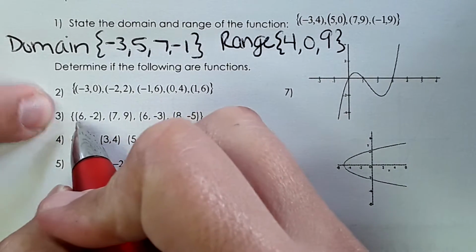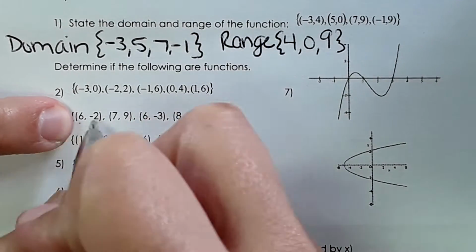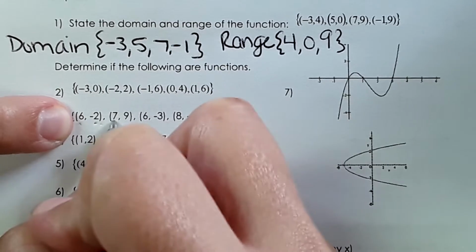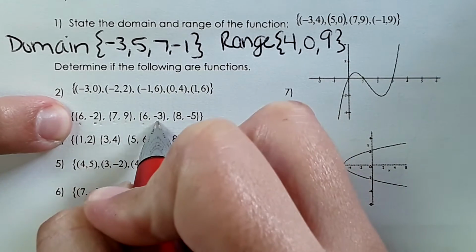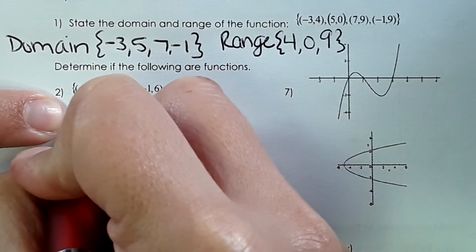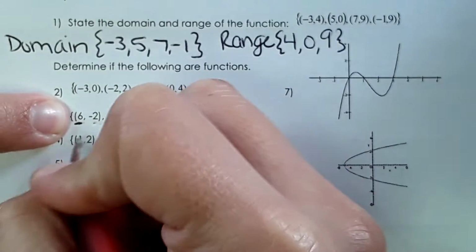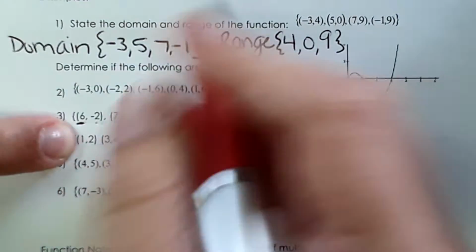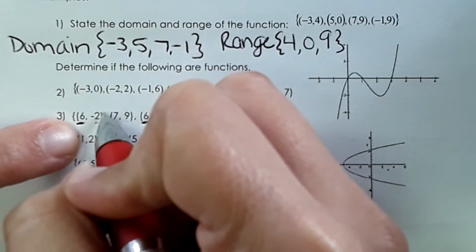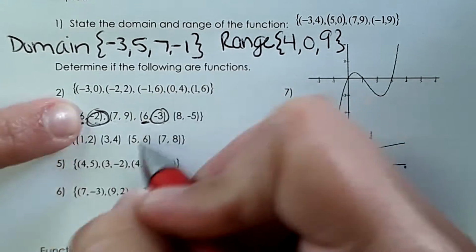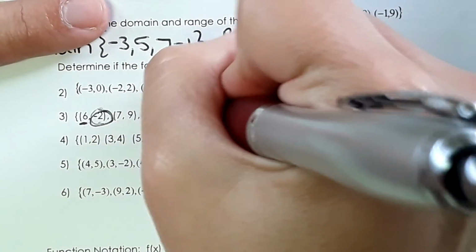So when I look at number 3, I have 6. If you put in 6, you get out -2. Put in 7, you get out 9. Put in 6, you get out -3. That can't happen. When you have the same x, you should always get the same output. Since they're getting different outputs here, this cannot happen. You can't get a different output, so this is not a function.